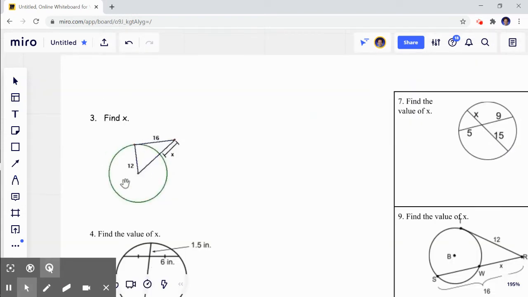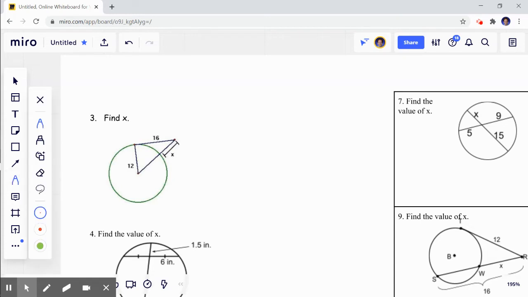Okay, so on number 3, we see there's a radius of 12 and then 16 is a tangent segment. So anytime we see those two lines meet each other, a radius and a tangent, we can say there's a right angle at that point of tangency. So we see this triangle is a right triangle, so we're going to apply what we know, Pythagorean theorem, to help us find this missing side. We'll call it C since it's the hypotenuse of this right triangle. And that will help us find X.